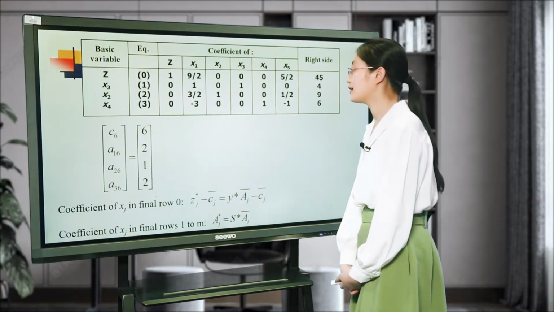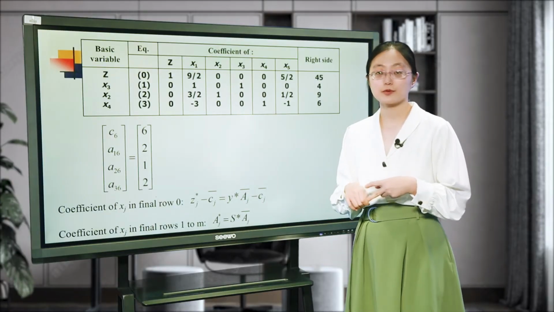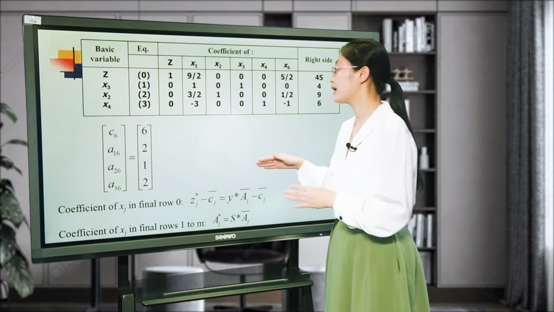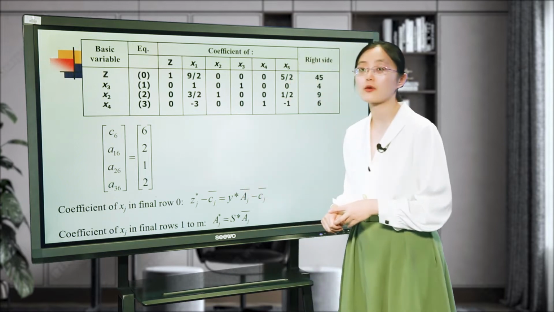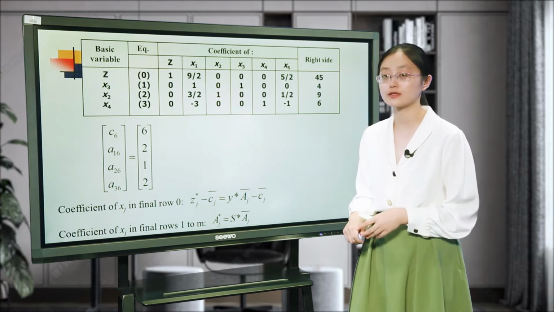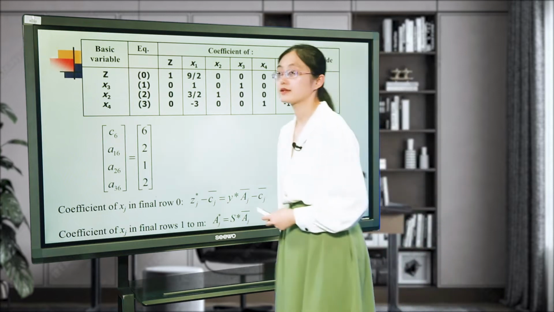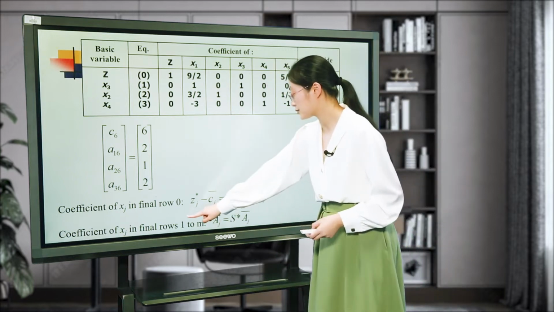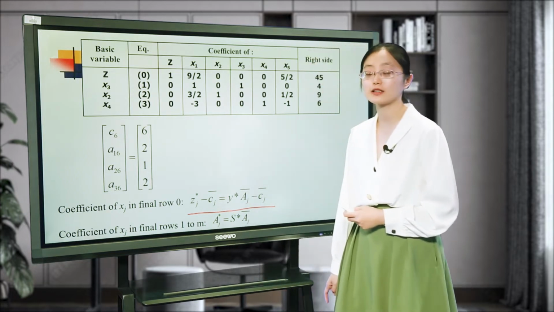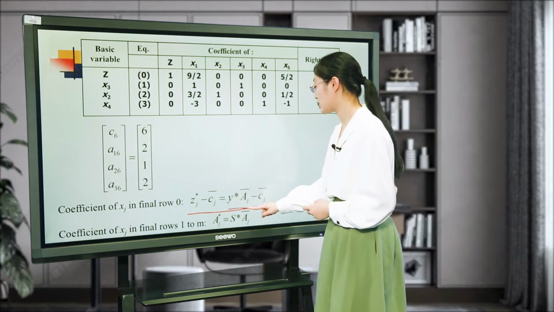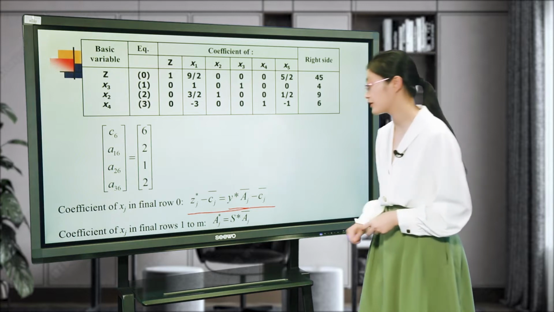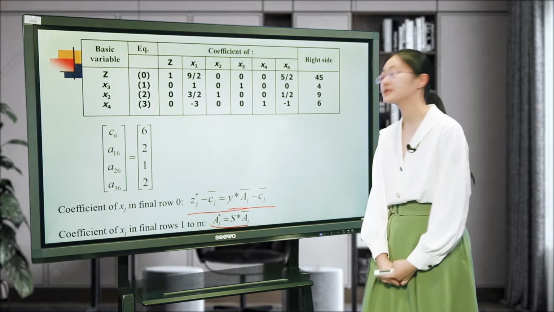So first, we recall that the idea is still the same as before. We treat x6 as a non-basic variable. If we introduce this new column into our final simplex tableau, we need to change the coefficients of this column. For the non-basic variables, our formula is as before. The first coefficient of xj in the final equation 0 is y star aj bar minus cj. And the coefficient of xj in the rest of the equations is s star times aj bar.